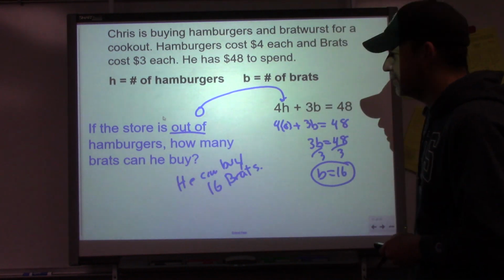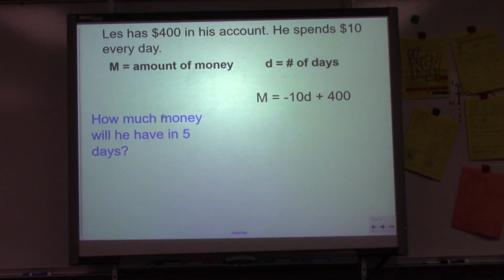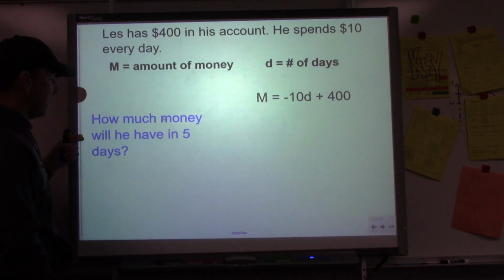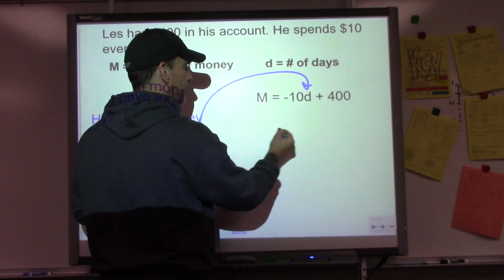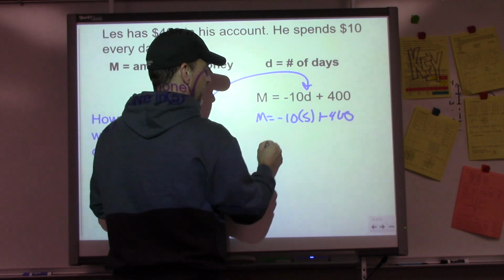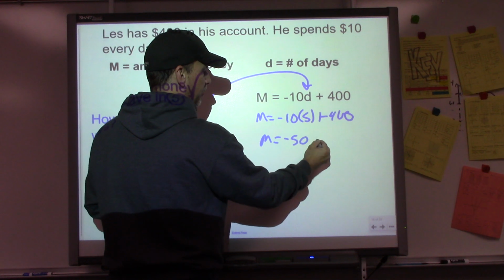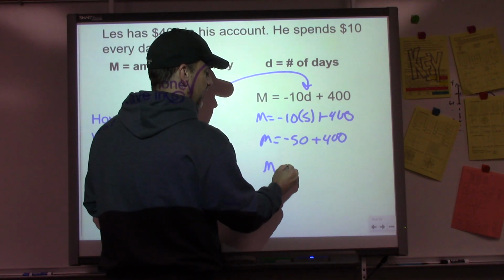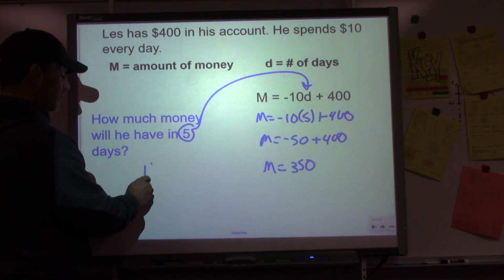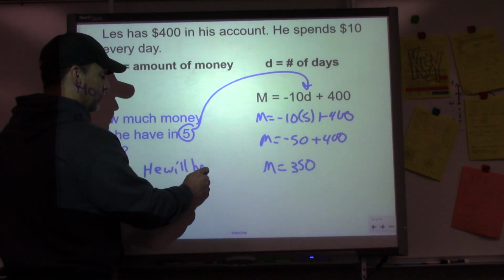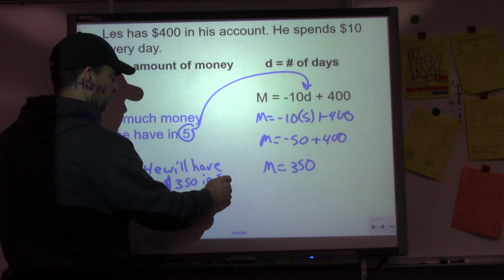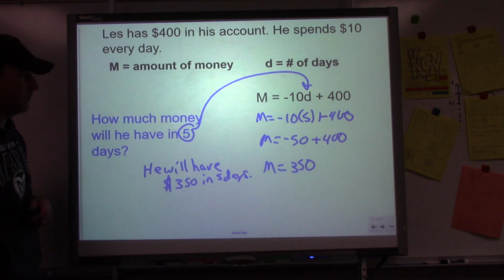bratwursts. Les has $400 in the account. He spends $10 every day. We've already done this. We're going to fly through this because we already did this in a prior unit. How much money will he have in 5 days? You put the 5 in for the d right there. You get m is equal to negative 10 times 5 plus 400. m equals negative 50 plus 400. m equals 350. He will have $350 in 5 days. Period at the end of the sentence.